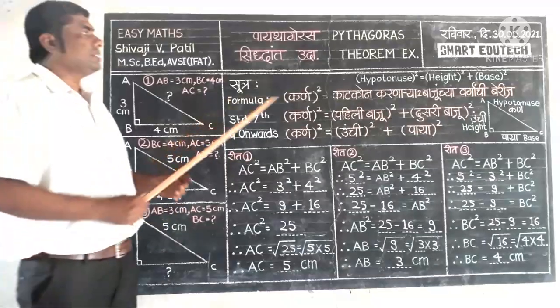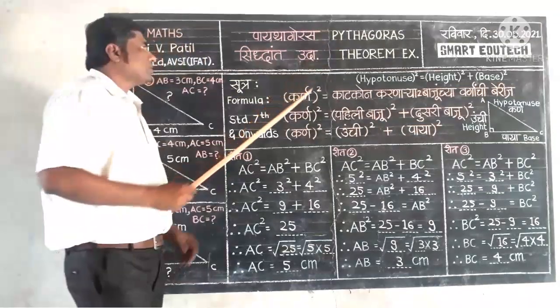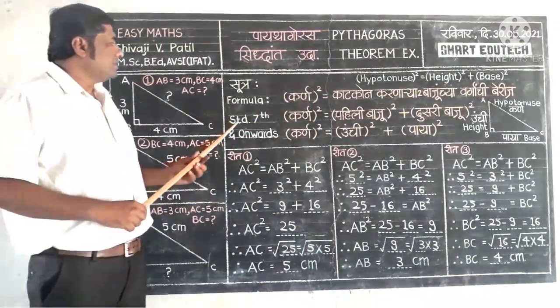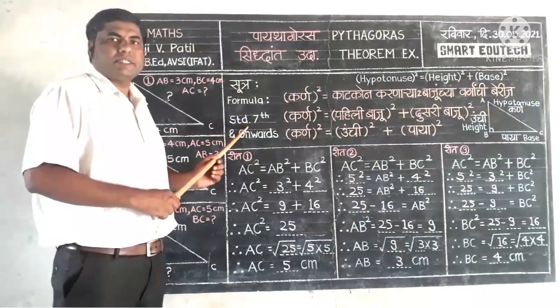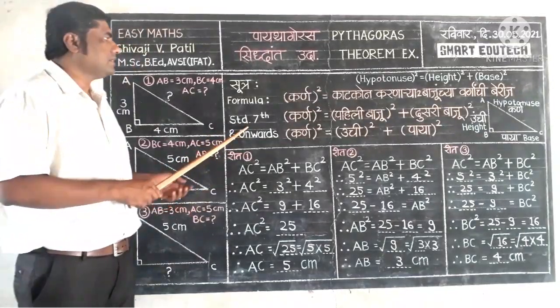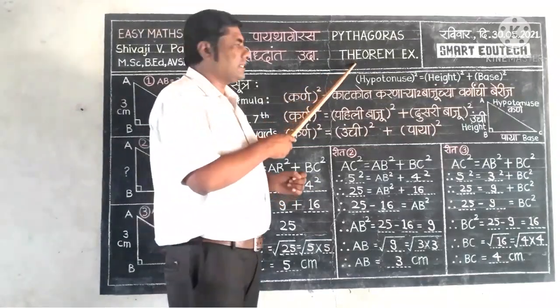Today we are going to study the Pythagoras theorem and an example based on it. This video is made for only semi-English and English medium students who are studying in 7th, 8th, 9th and 10th standard. This Pythagoras theorem is based on only right angle triangle.